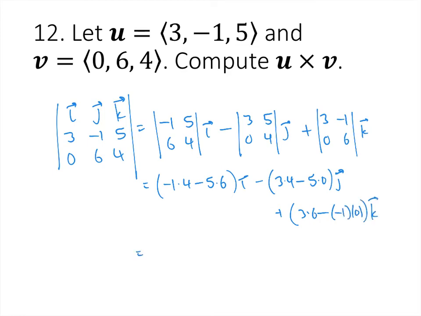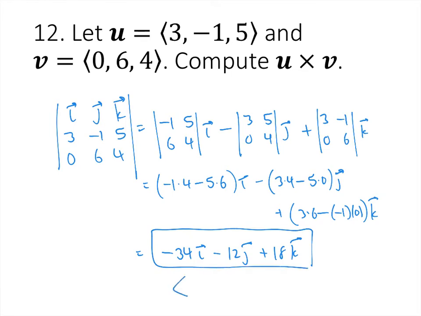Negative 1 times 4 minus 5 times 6, that's negative 34 i. 3 times 4 is 12, so that's minus 12 j. And then finally plus 18 k. And we can leave it in ijk format, or if we like, we can rewrite it in component form, negative 34, negative 12, 18. Either one of those is okay.